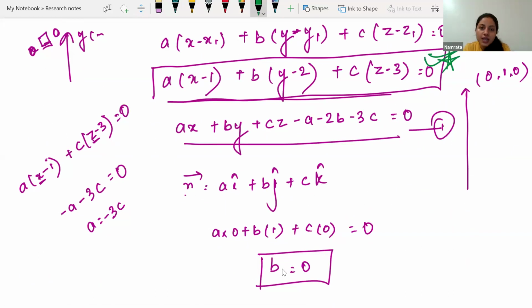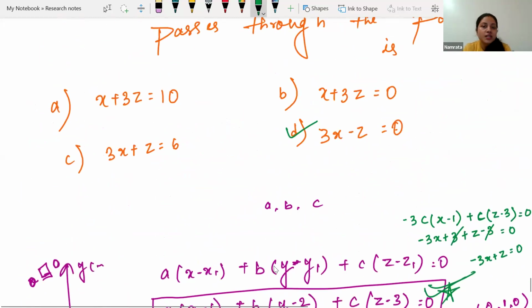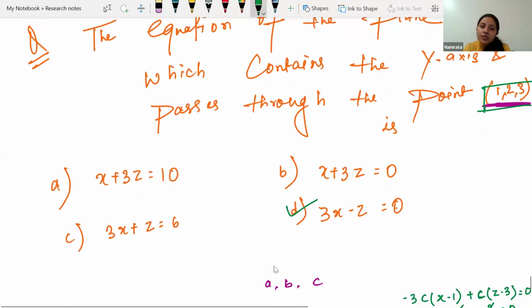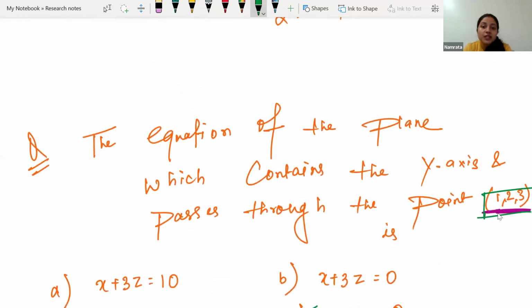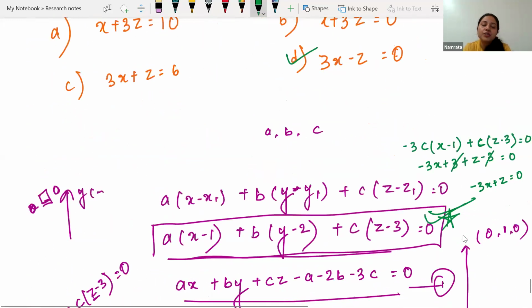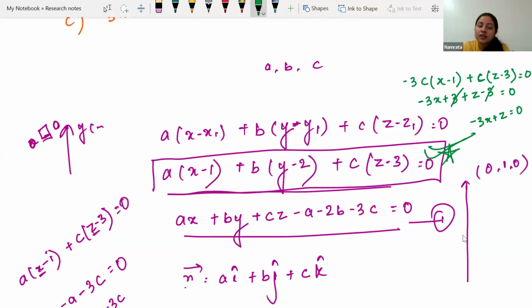From there, we are getting b as 0. But we don't know what a and c are. So we know one condition, that the plane contains the y-axis. If we take any point on the y-axis, the point must have x coordinate 0, y coordinate whatever the number, and z coordinate 0. So x and z coordinates will be 0. Whatever point we get on the y-axis will look like this one only.